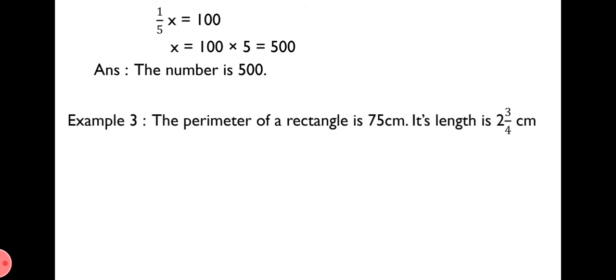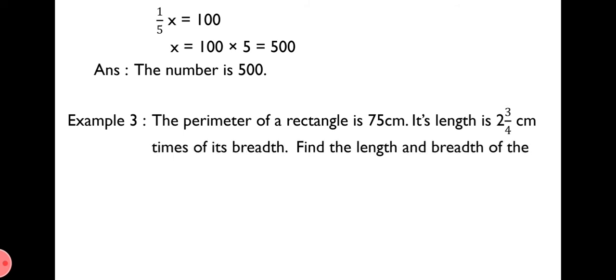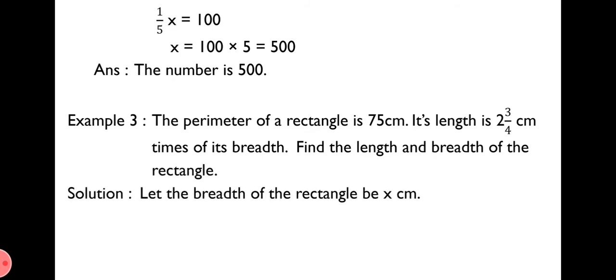Another example: the perimeter of a rectangle is 75 centimeters. Now what is a perimeter? Perimeter means the sum of all the sides of the given shape or object, that is called perimeter. So here the rectangle has four sides, opposite sides that are length and another opposite sides that are breadth. It is given that its length is 2 and 3 upon 4 centimeter times of its breadth. Now the relation between length and breadth is given and the perimeter is given. Find the length and breadth of the rectangle. So for the solution, now here we don't know what is the breadth, but the relation is given between length and breadth in such a way.